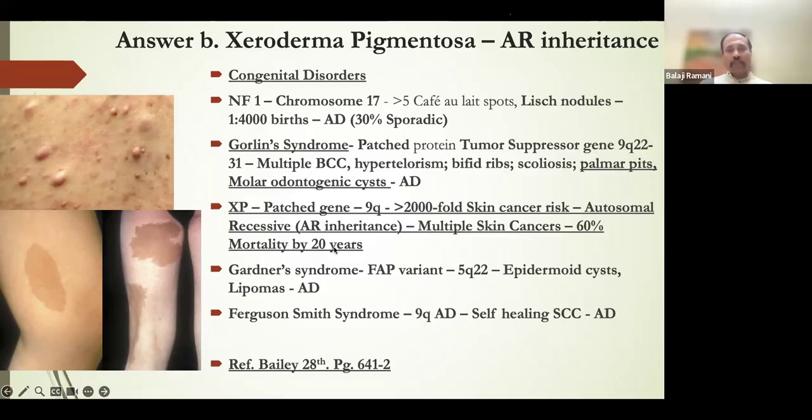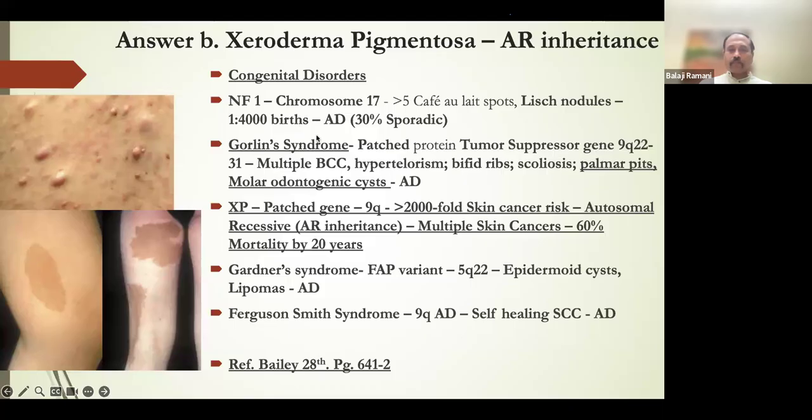Now remember, most of the cutaneous conditions which are familial inherited ones are related to this locus. This 9q locus contains a lot of genes related to them. For example, you have an autosomal dominant condition which is associated. The autosomal recessive is XP. The autosomal dominant condition is called Ferguson-Smith syndrome, where you have self-healing squamous cell carcinoma, which is inherited in an autosomal dominant fashion.